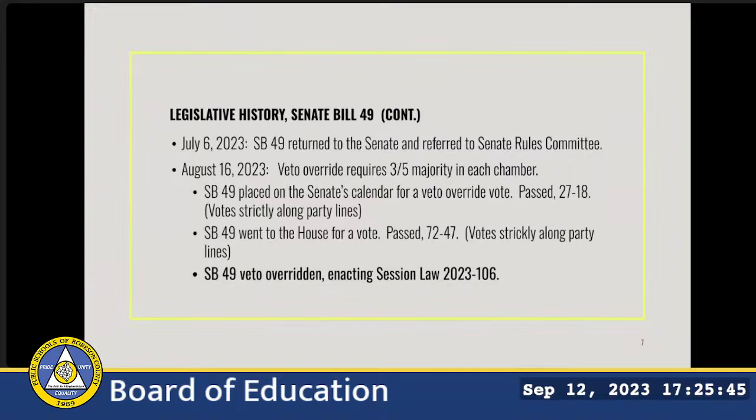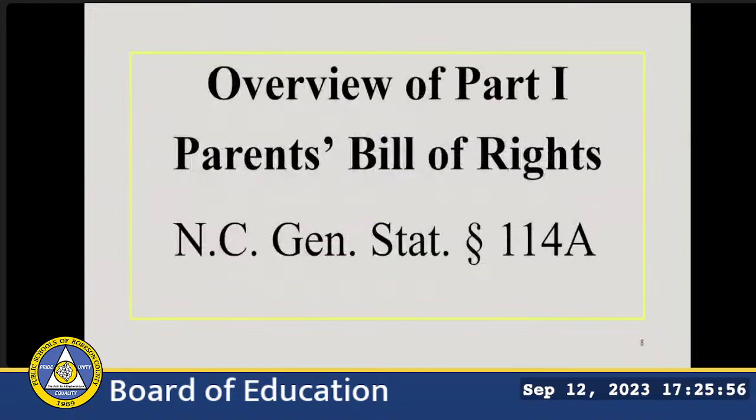So the General Assembly went back to the future. August 16th, they passed a bill that became effective the day before they passed it, before the veto was overridden. So that's the legislative history on this. And so let's take a look at part one.